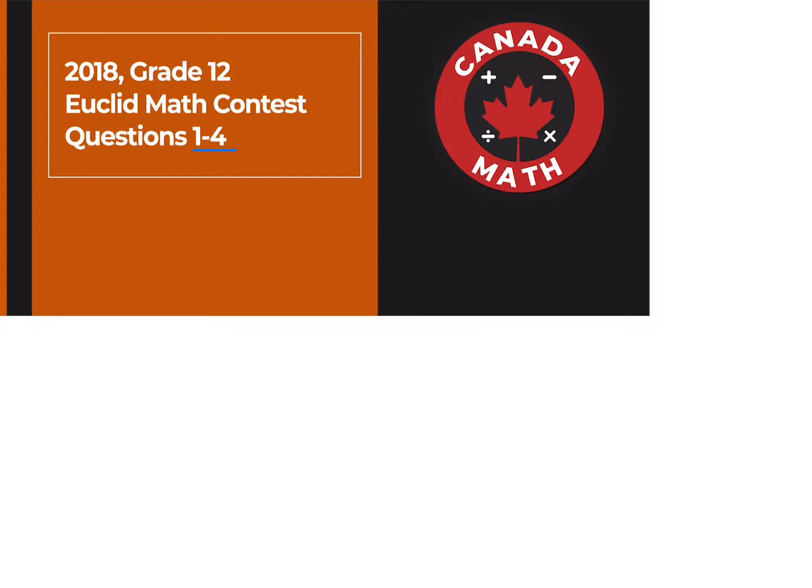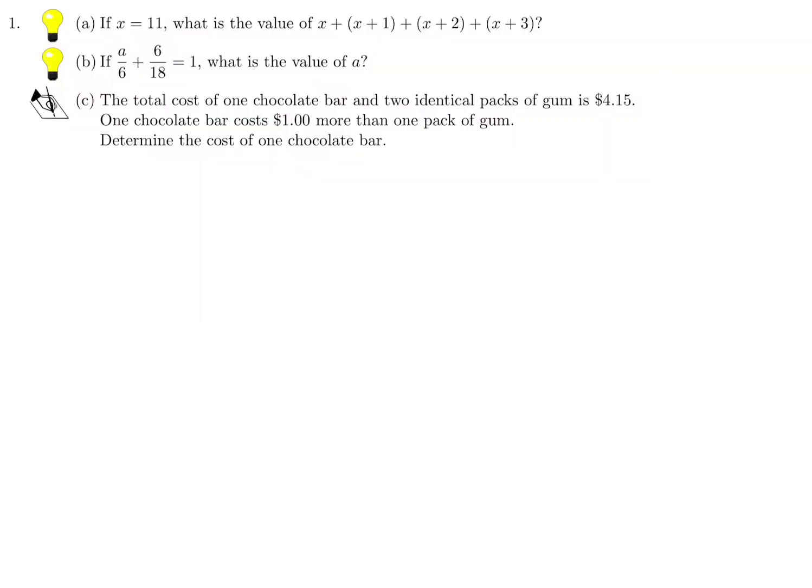Questions 1 through 4 on the 2018 Grade 12 Euclid Math Contest. If x is equal to 11, what is the value of x plus 1 plus x plus 2 plus x plus 3? Well, that would be 4x plus 6. X is 11, so that's going to be 4 times 11 plus 6, which is 44 plus 6, and that is equal to 50.